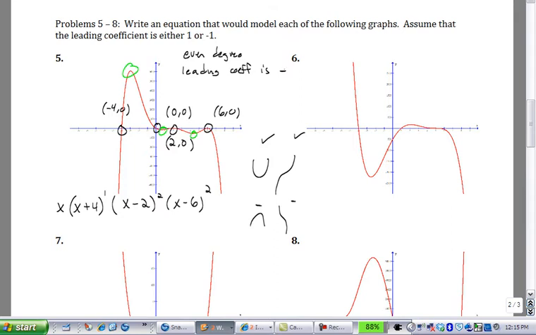Yes, the leading coefficient was negative, and we didn't put it there. So all you got to do to change your answer to accommodate that leading coefficient is put a negative right in front. On the last assessment, I saw students trying to put negatives within the parentheses. Just tack a negative to the front of it.